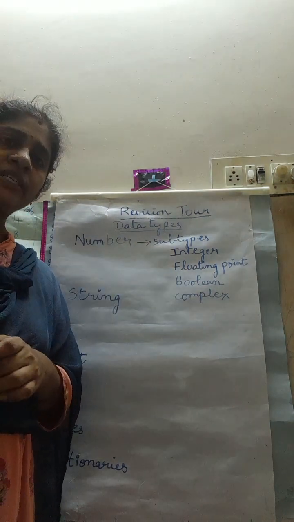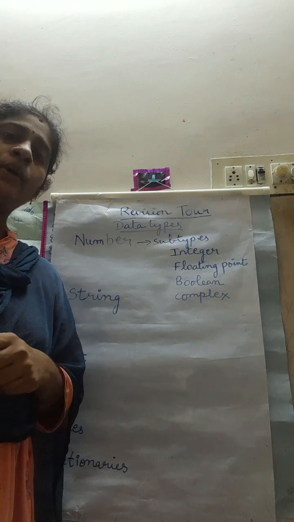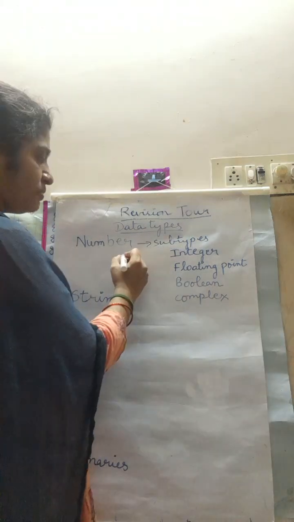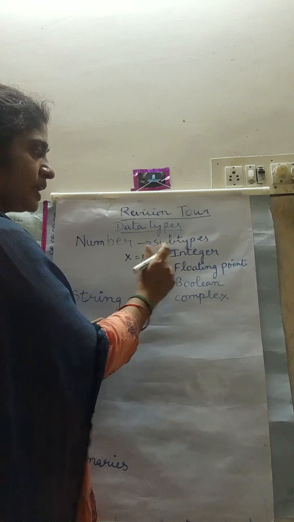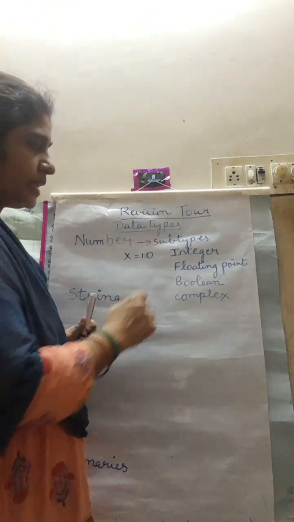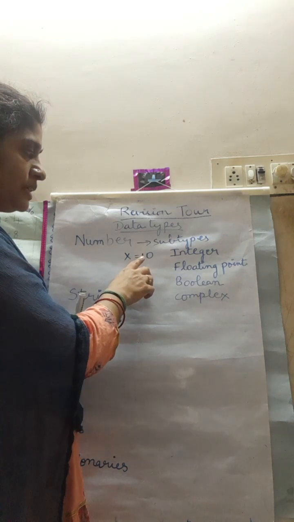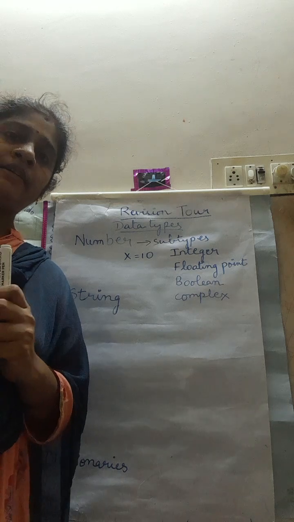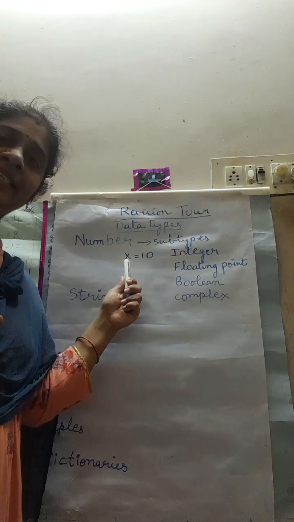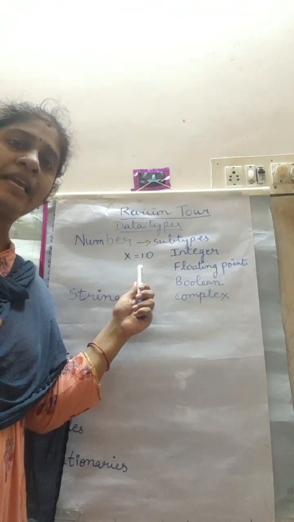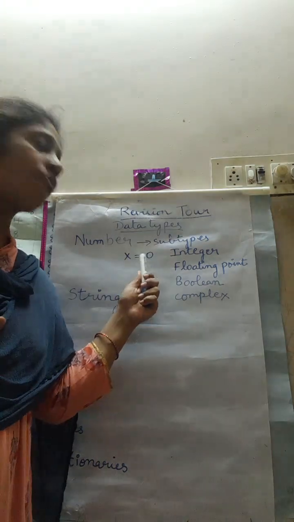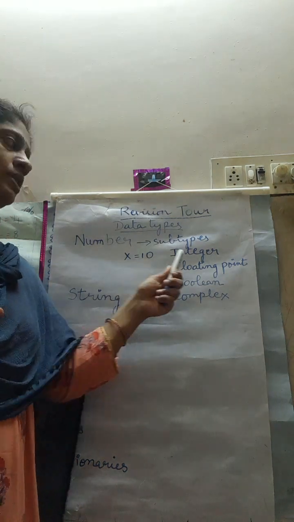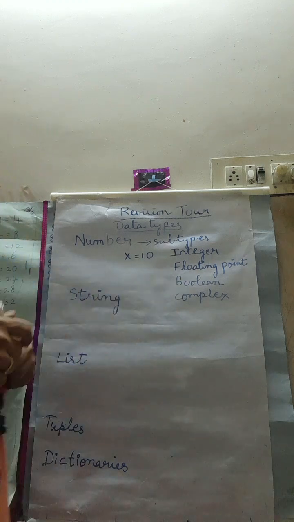Now, what are integers? Integers, we know, are numbers without decimal point. If I write, for example, x is equal to 10, this is an example of integer. I have told in the previous video that when I write x is equal to 10, what is exactly happening is x is storing the location of object 10. That is, it is referencing the location of 10. So this is the example of integer.